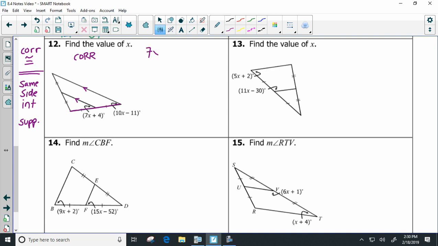So I will take 7x plus 4 and set it equal to 10x minus 11. Subtract 7x on both sides. Add 11 to both sides. Divide by 3. And I get x equal to 5. Question says, find the value of x. I am done.